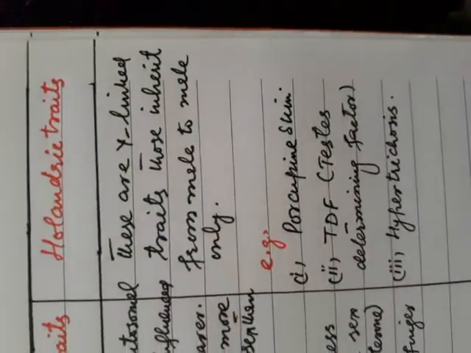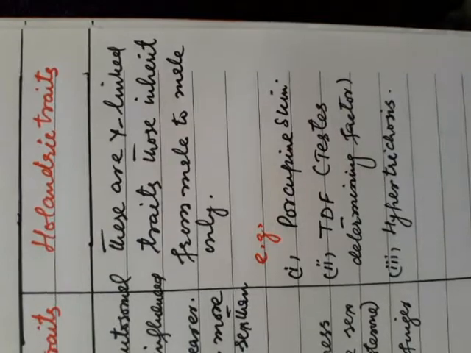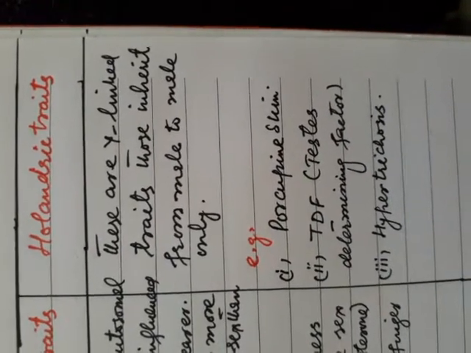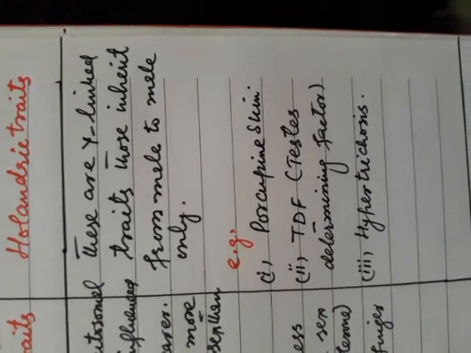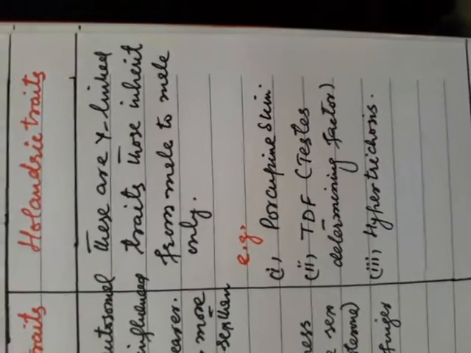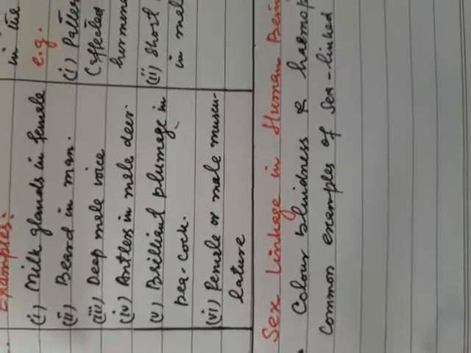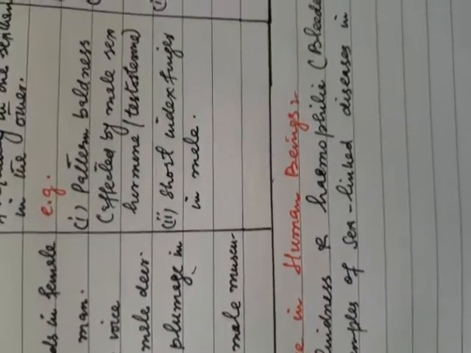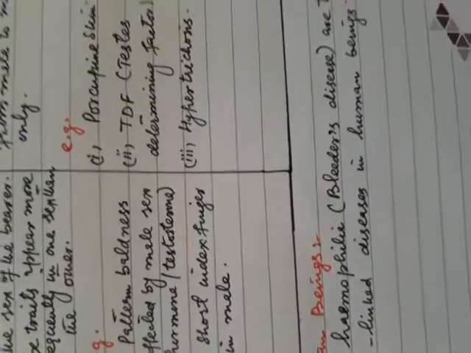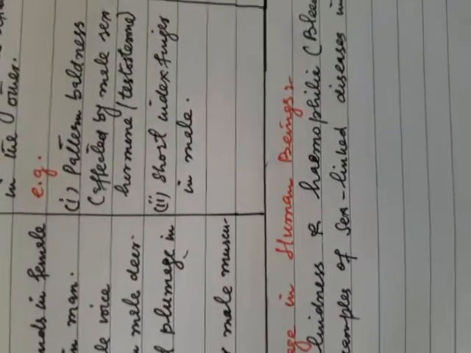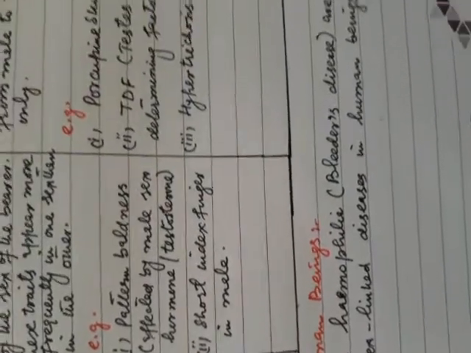Holandric traits. These are Y-linked traits inherited from male to male only. For example, porcupine skin, TDF, testis determining factor, hypertrichosis. Now, sex linkage in human beings. Color blindness and hemophilia, or the bleeder's disease, are two common examples of sex linked diseases in human beings.